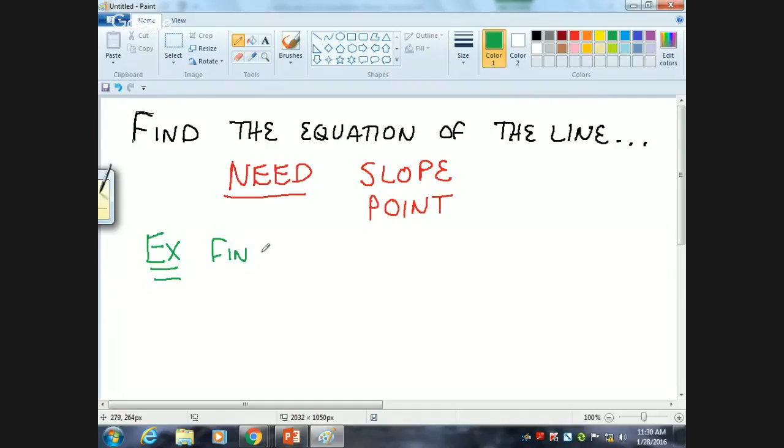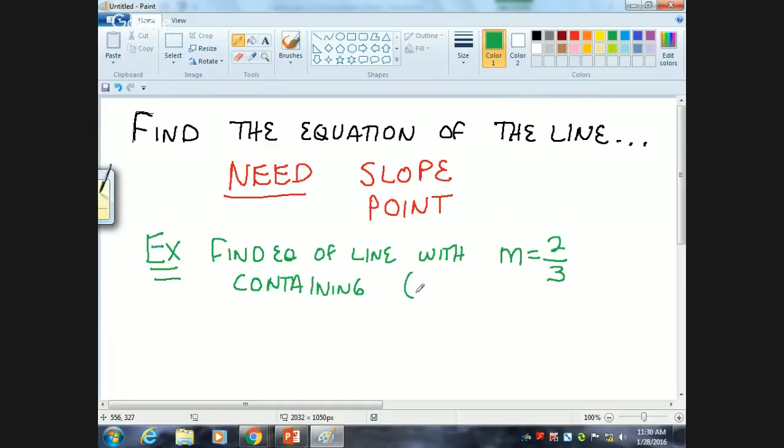Find the equation of the line with slope, and I'm going to reintroduce you to the letter M as a shorthand for slope, and containing the point 2, -1. We're going to find the equation of that line.